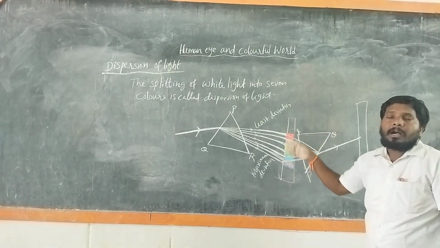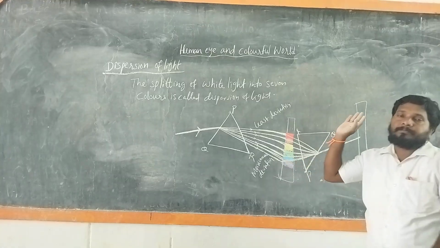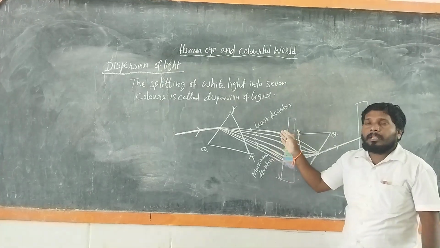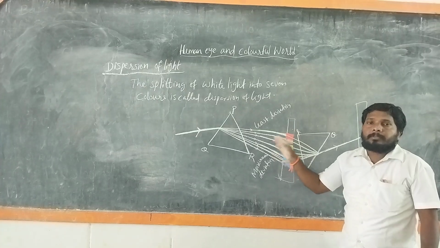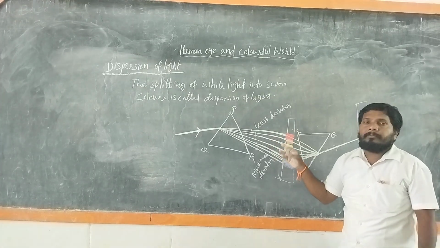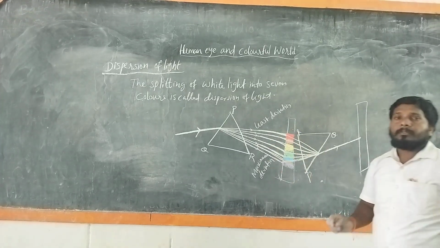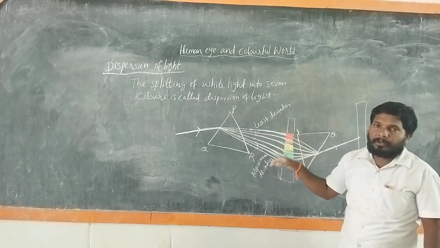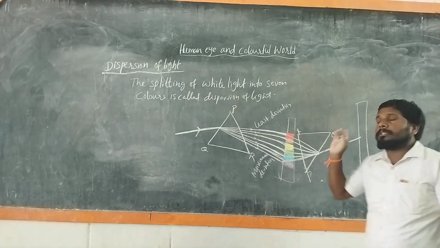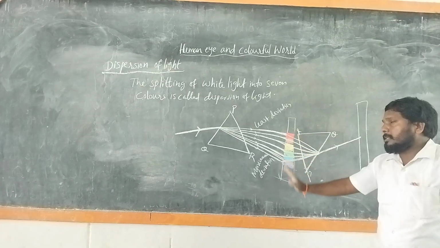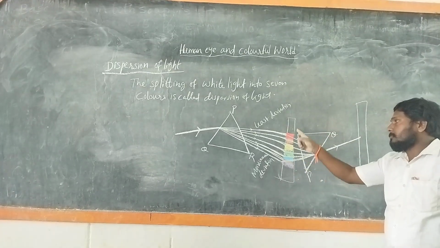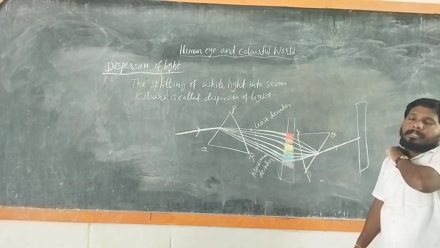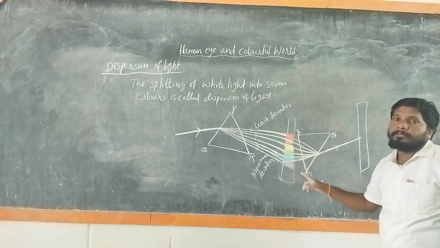This 7 colors band is formed according to their frequencies and their wavelengths. Each color deviates from the prism or the transparent medium at a different angle, because their speeds are different. They deviate from the original path, so a spectrum is formed. A band of 7 colors is called a spectrum.